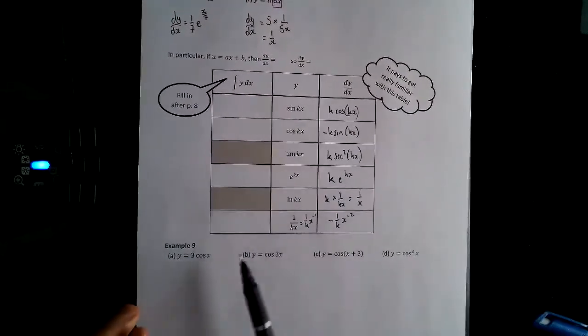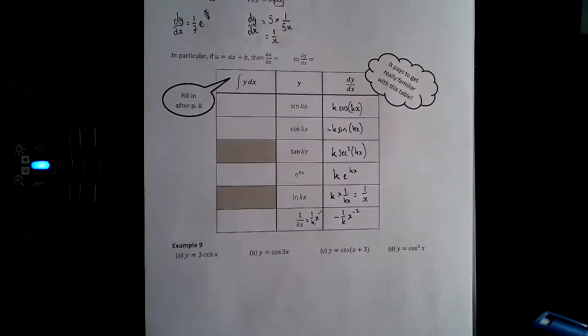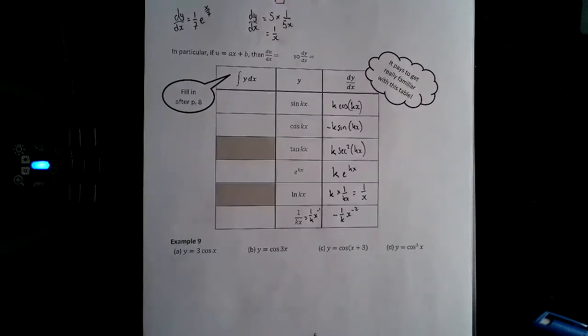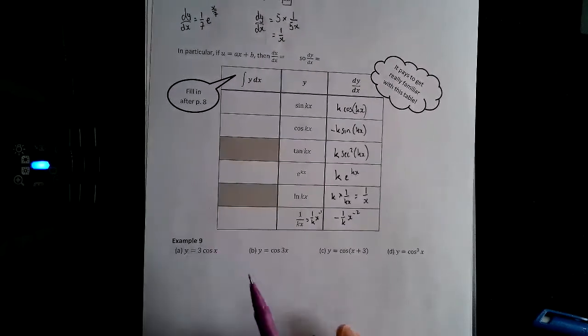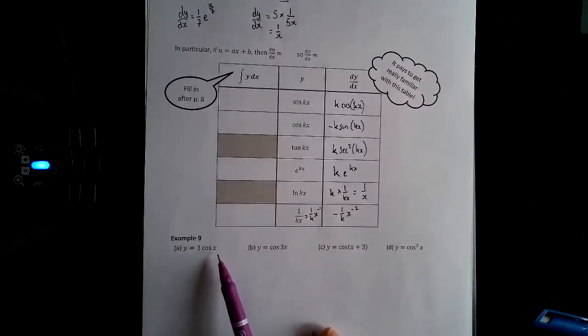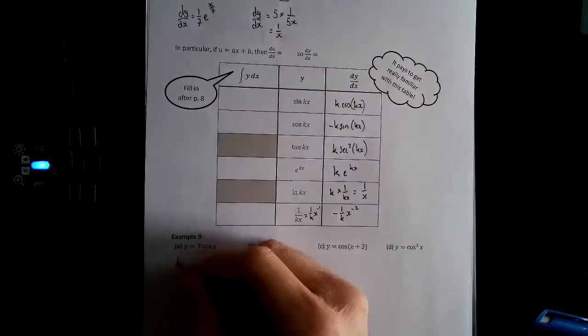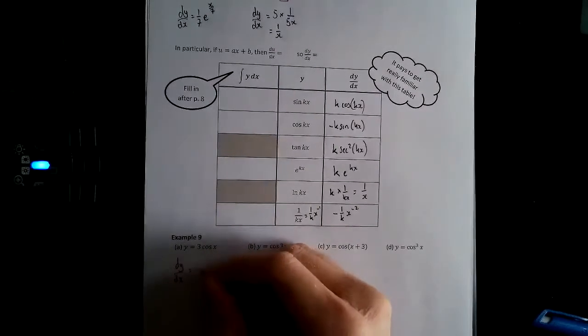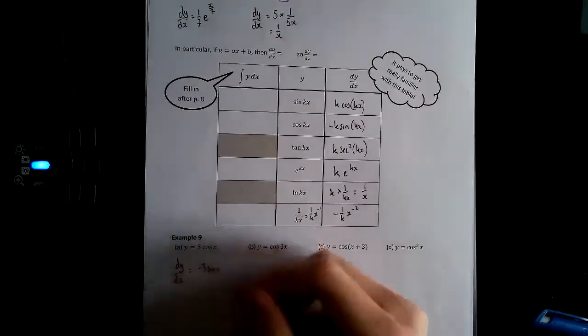Okay, so let's use the quick rules on these at the bottom, and hopefully you're going to see the difference about where I put the 3, how important each one is. So here, I don't have a u, because it's just x, so I don't need to worry about changing it. If I differentiate cos x, I get minus sine x, times the 3 at the front. So I just get dy by dx is minus 3 sine x.